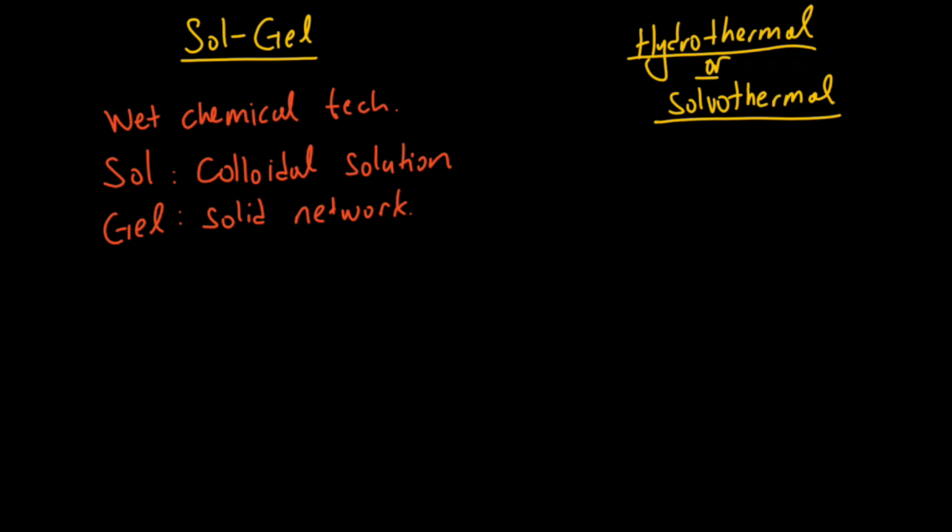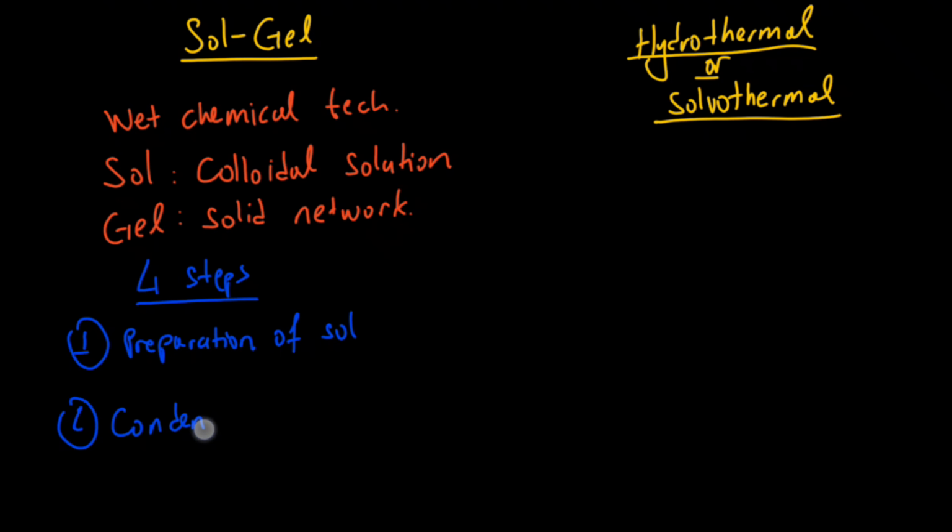And in the sol-gel process, we have 4 steps. And these steps are preparation of sol. The second step is condensation. The third step is gelation. And the fourth step is drying and calcination.